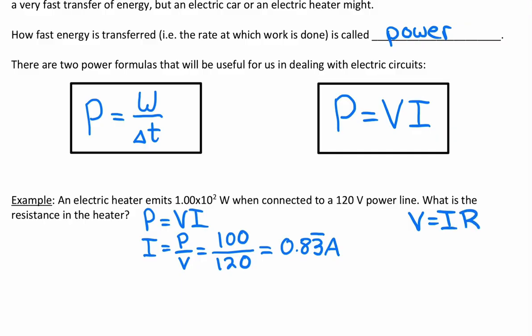If I rearrange this to solve for resistance, I get R equals V divided by I. And I think because of the work I just did, I know both V and I. The V is 120 and the I is 0.83 repeating. So if I plug that in, I get 144 ohms.